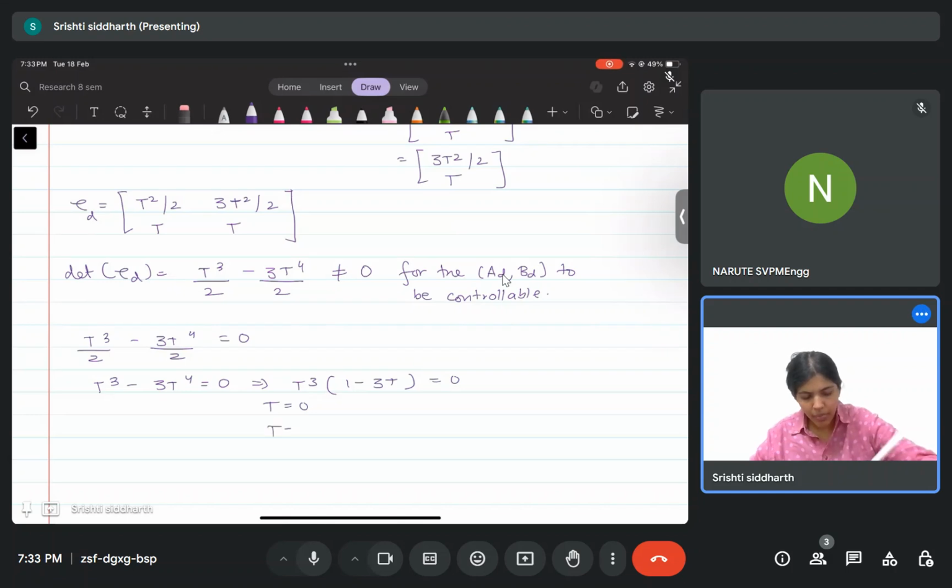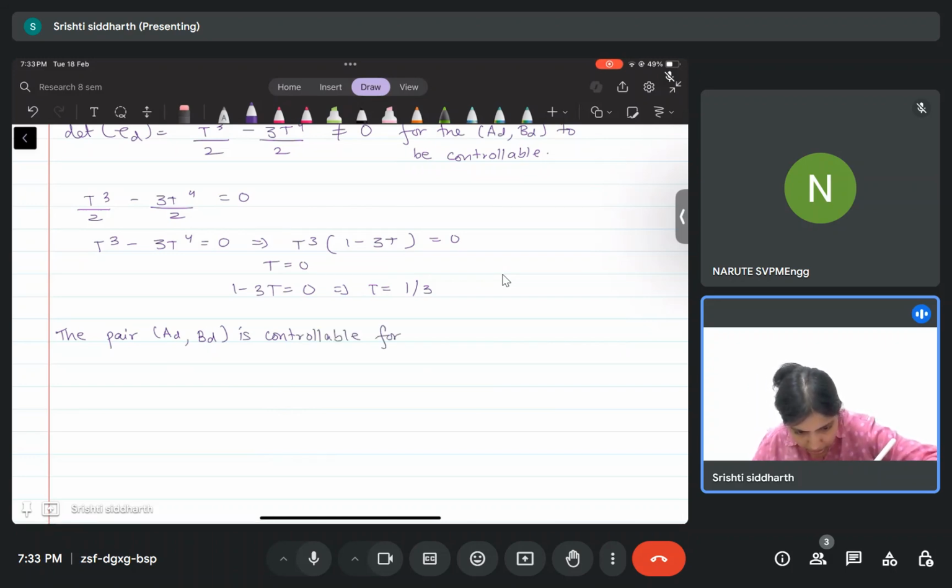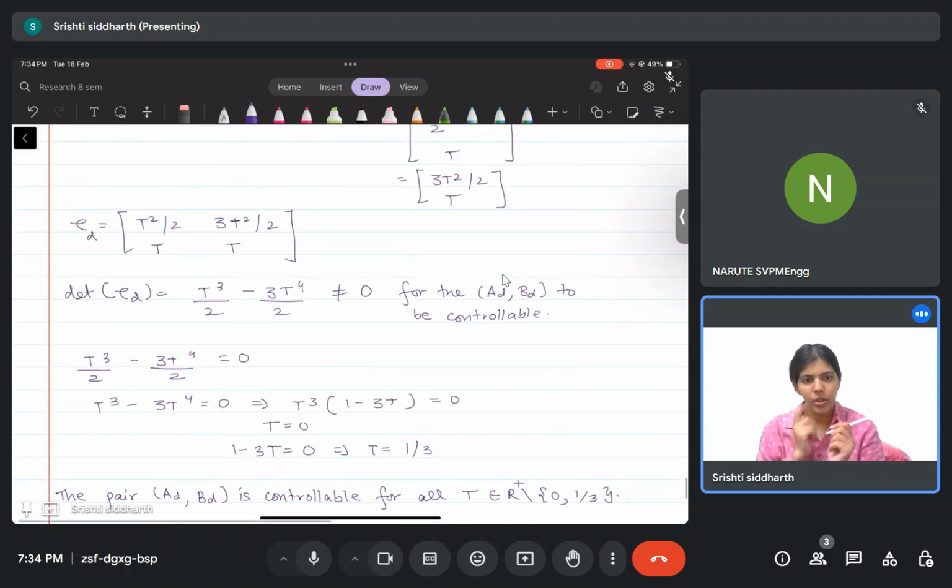For sampling time, the pair (AD, BD) is controllable for all sampling times T in the positive reals, R plus, except 0 and 1 by 3. So I hope this question was clear to you.